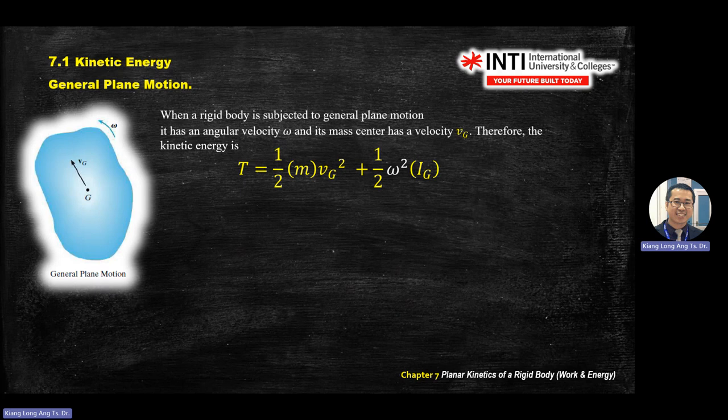If you're seeing T equal to half mV squared plus half omega squared IG, when you see this one, it means it is general plane motion. General plane motion means a mixture of translation and rotation.